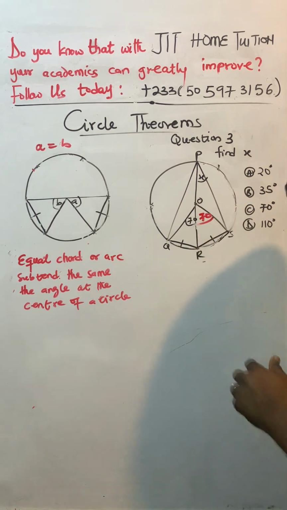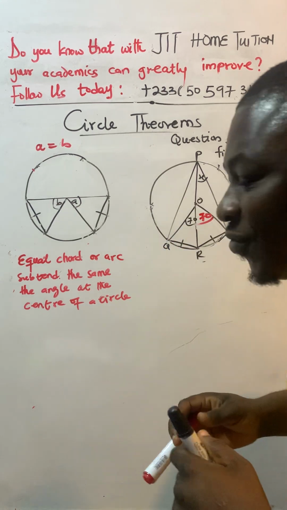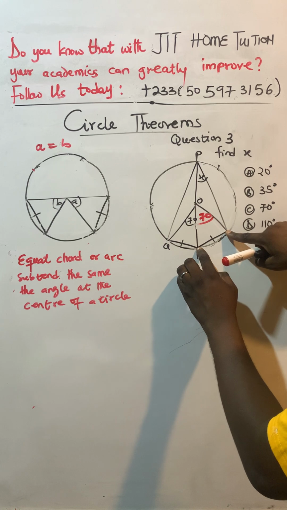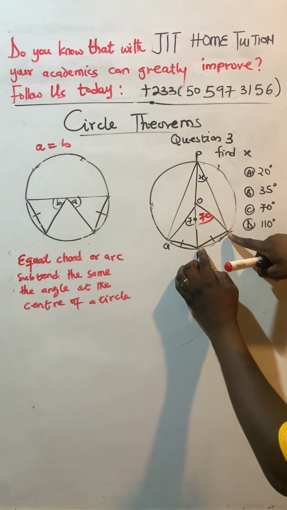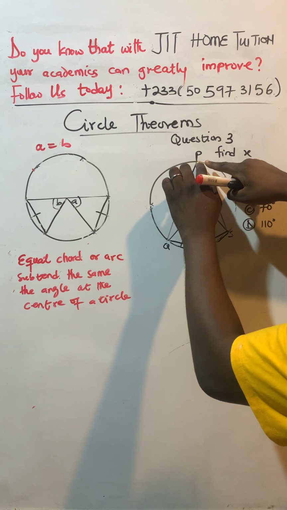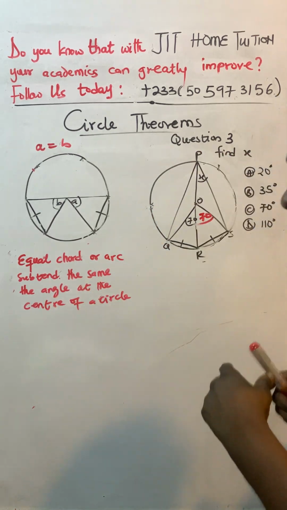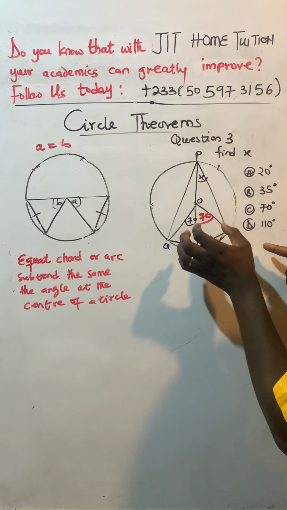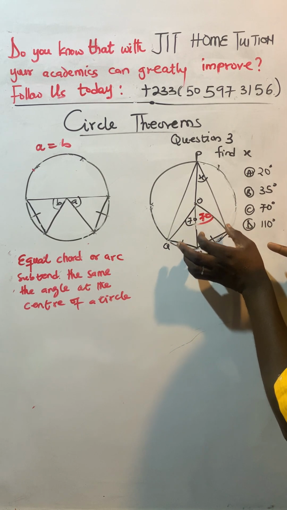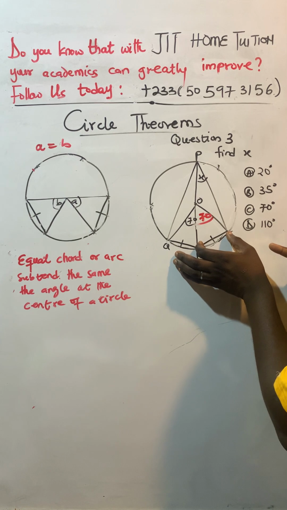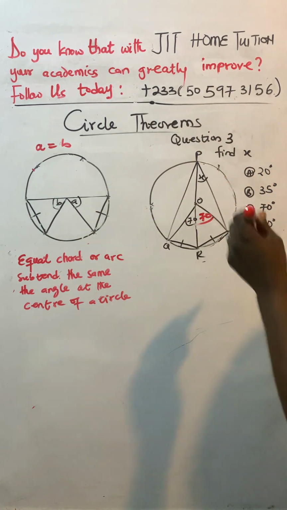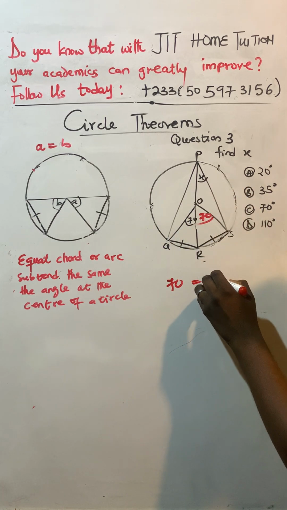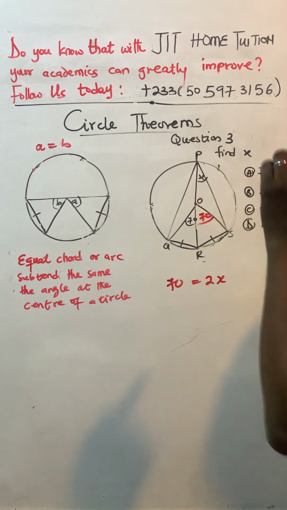But that is not the focus. They want us to find x. So how do we find x? Look at it. This side is subtending at the center, and it is also subtending at the circumference. We've looked at that already. We said that the angle that a chord subtends at the center is twice the angle that the same chord subtends at the circumference. Meaning that 70 degrees, this one, is equal to 2x.